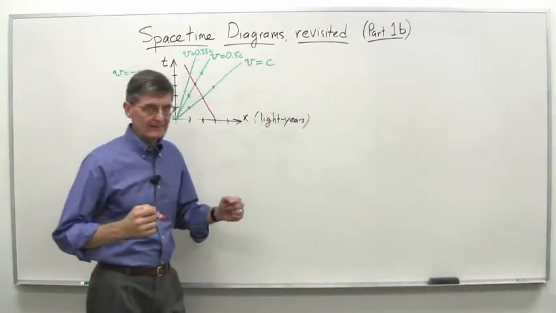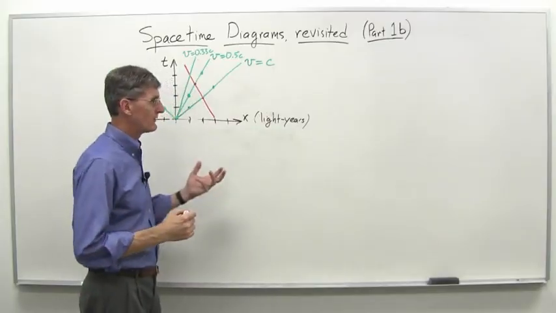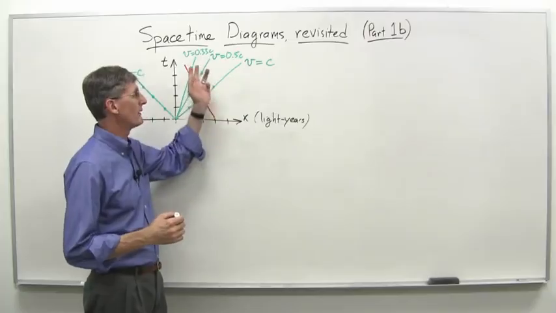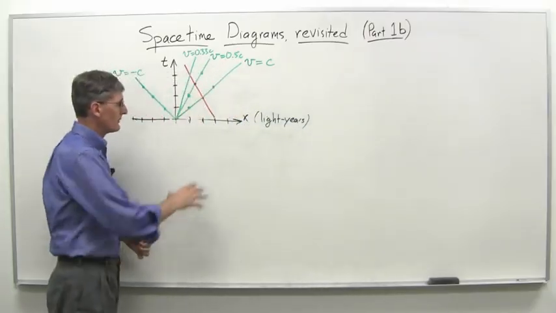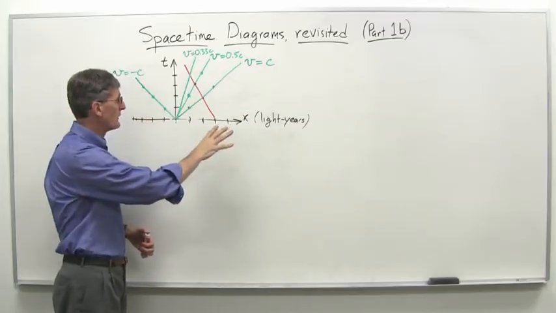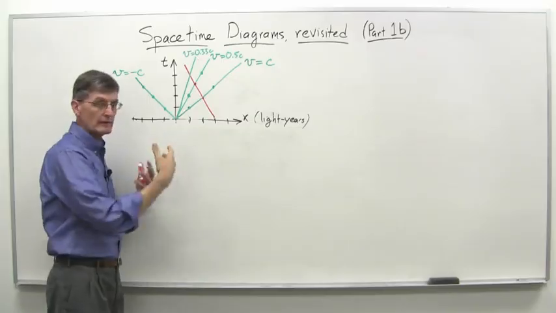A couple more things I neglected to mention at the end of the last video clip. So this is Spacetime Diagrams Revisited Part 1B. And that is, here's our diagram again, and we have a light beam.